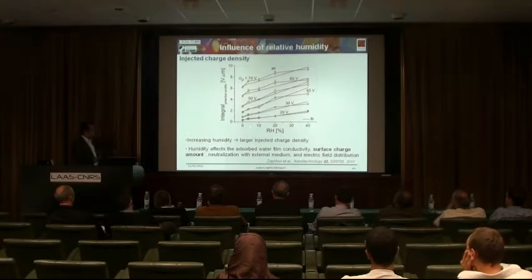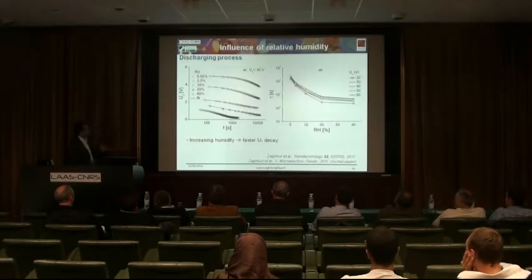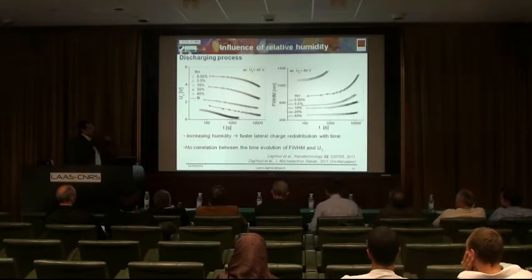Of course, it increases because of many reasons, including the effect of the absorbed water film when you increase the humidity, the surface charge, the neutralization also with the external medium, and so many other parameters. And for the decay, actually the surface potential is decaying faster at higher humidity, as you can see here, which is verified for the time by the decay time constant. While the distribution of the charge over the surface actually goes very fast with higher humidity.